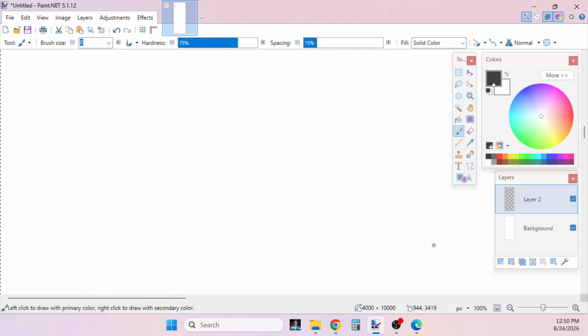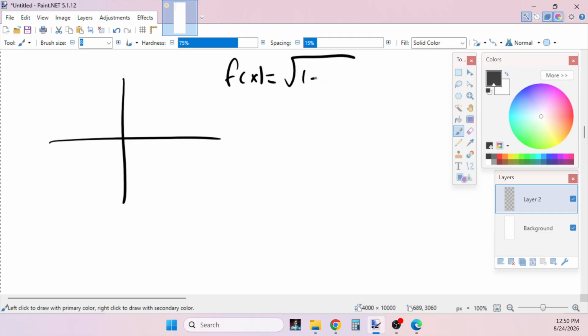Let's look at 26 and 27. So we're going to sketch a graph. The graph is the square root of 1 minus x squared. So that's going to end up being a semicircle. Here's the point negative 1, 0. Here's the point 0, 1. Here's the point 1, 0. And it's this half circle.